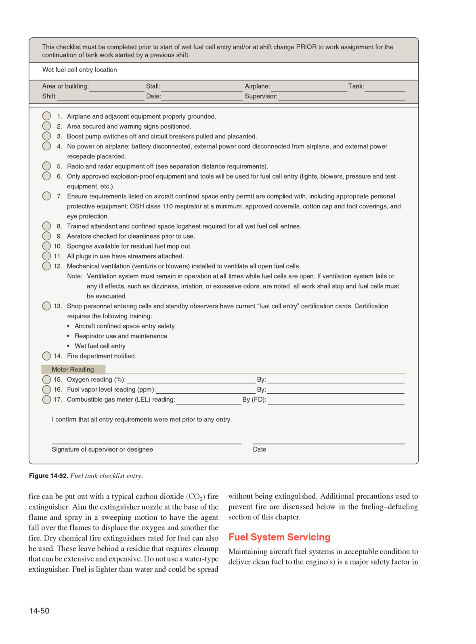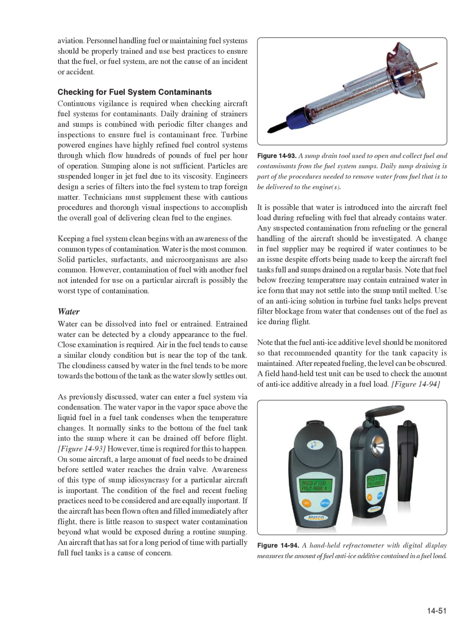Fuel system servicing. Maintaining aircraft fuel systems in acceptable condition to deliver clean fuel to the engines is a major safety factor in aviation. Personnel handling fuel or maintaining fuel systems should be properly trained and use best practices to ensure that the fuel, or fuel system, are not the cause of an incident or accident. Checking for fuel system contaminants. Continuous vigilance is required when checking aircraft fuel systems for contaminants. Daily draining of strainers and sumps is combined with periodic filter changes and inspections to ensure fuel is contaminant-free.